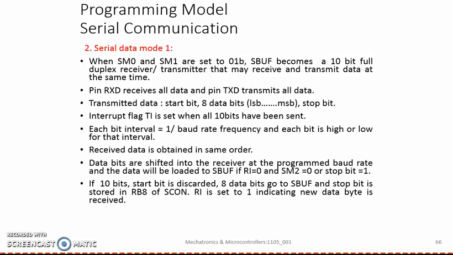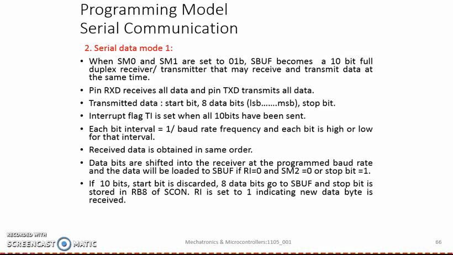When SM0 and SM1 are set to 01, SBUF becomes a 10-bit full duplex receiver cum transmitter which can receive and transmit data at the same time. Pin RXD receives all the data whereas pin TXD transmits all the data. So when data is transmitted, there will be one start bit, 8 data bits and one stop bit. Interrupt flag TI is set when all 10 bits have been sent. Each bit interval will be 1 by baud rate frequency and each bit is high or low for that particular interval. Received data is obtained in the same order.